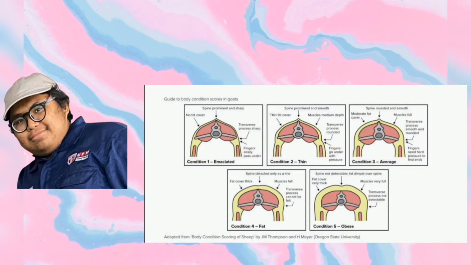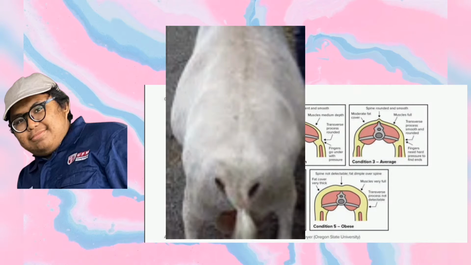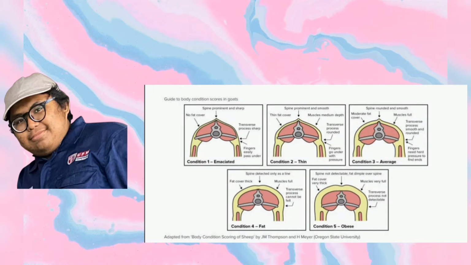For condition 5, backbone are fully covered by fat. Ribs are not visible and flank cannot be seen. Excess fat on sternum and spine and transverse process are covered with very thick fat.